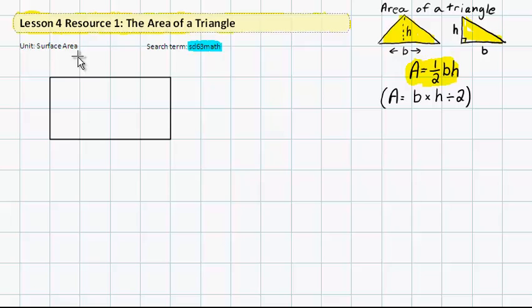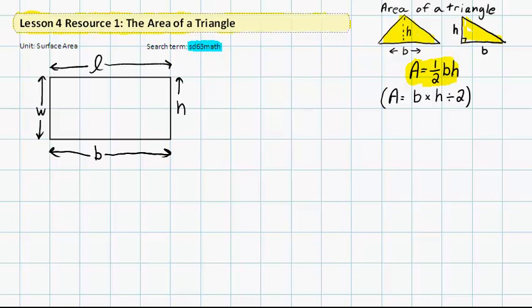This one will do. It has a certain length, and that length we can call L, and it has a width, W. But look, how about if I just changed the letters because I wanted to? How about if I call this the base? It's really the same as the length. And let me call this H for height. It really doesn't matter which we use. Here I'm going to draw in a triangle.